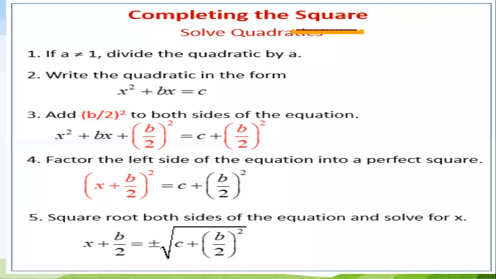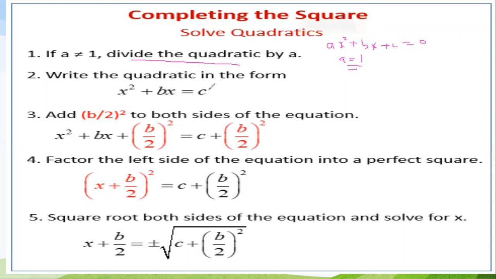Let us look at the method of completing squares to solve quadratic equations. In this method, we first make sure that the quadratic equation is of the form ax squared plus bx plus c equals 0. The first thing we do is make sure that the value of a is always equivalent to 1. If it is not 1, you first divide the quadratic throughout by the value of a such that you get a as 1.